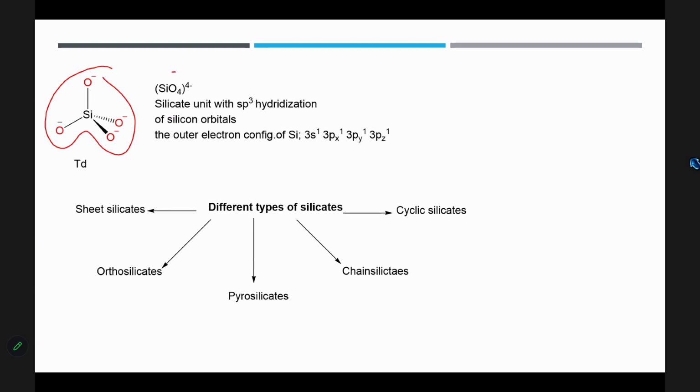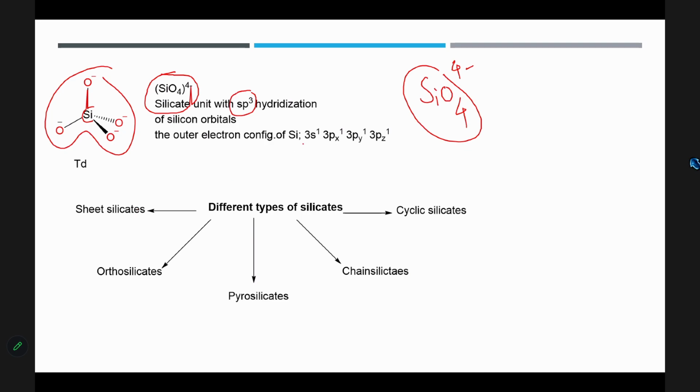You see that this is called silicate, SiO4 4 minus. Now what is the geometry at silicon in this case? Tetrahedral. You can see that silicon and all 4 oxygen atoms are arranged in a tetrahedral geometry. Now, what is the hybridization of silicon in silicates? It is simply sp3 hybridization.